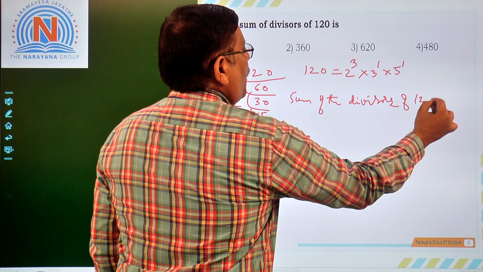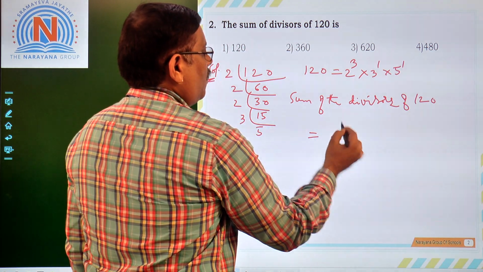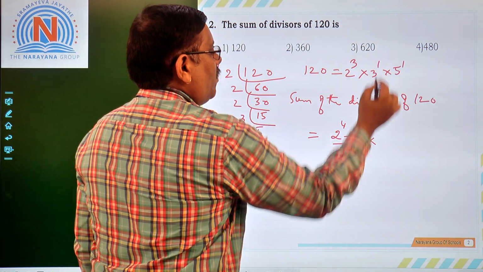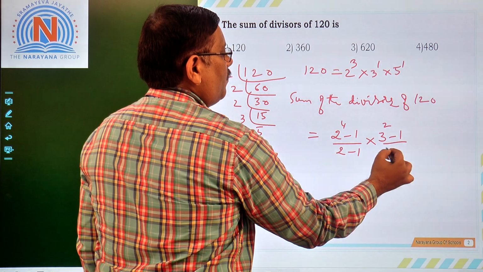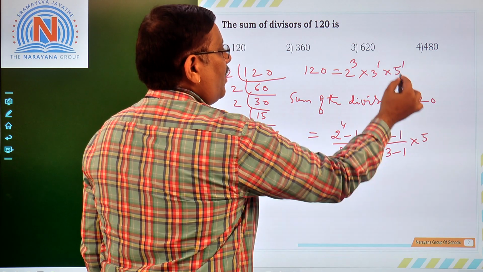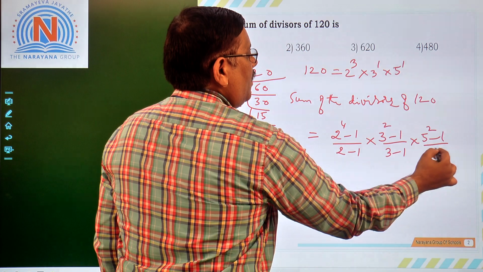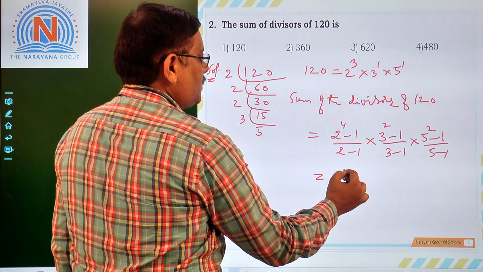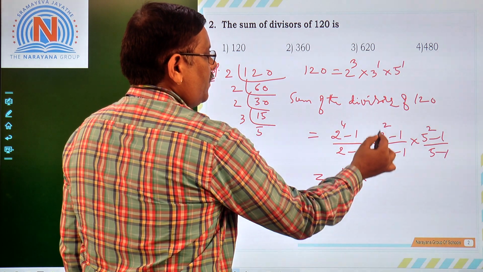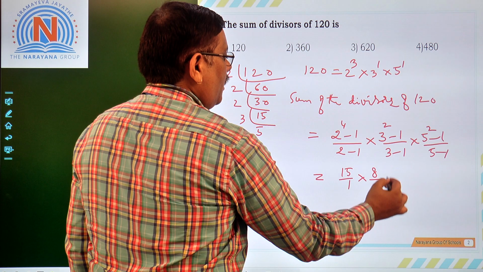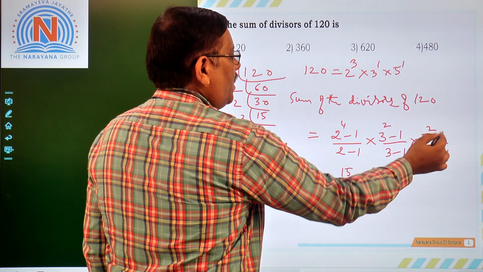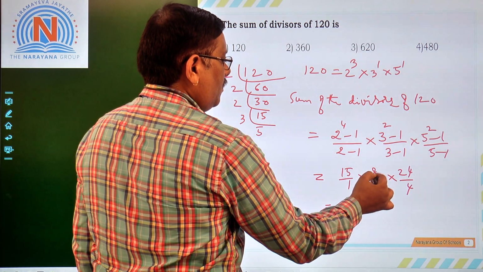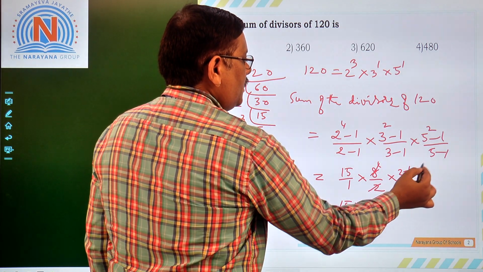Next step, the sum of the factors or sum of the divisors of 120 is equal to, what to write? 2 to the power of 3 plus 1, that is 4, minus 1 by 2 minus 1, into 3 to the power of 1 plus 1, that is 3 square minus 1 by 3 minus 1, into 5 to the power of 1 plus 1, that is 5 square minus 1 by 5 minus 1. That is otherwise 2 to the power of 4, 16 minus 1, that is 15 by 1, into 3 square is 9, 9 minus 1 is 8, 8 by 2, into 5 square is 25, 25 minus 1, that is 24 upon 4. So that is 15 into 4 into 6.